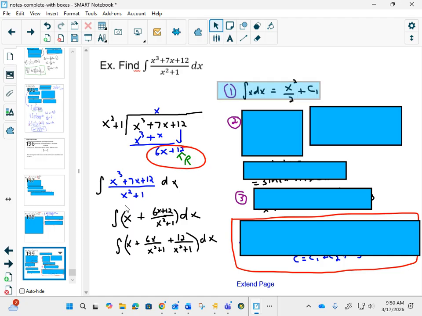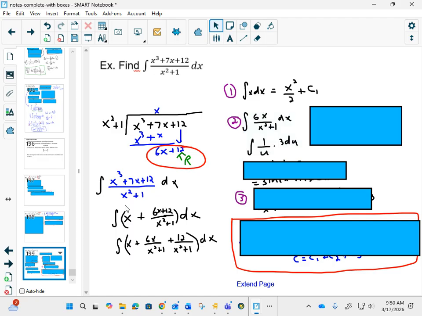So, we've broken it up. This integral is the easiest. It's x squared over 2. The second integral, that would be a substitution one. And because we have a 6x, we'd have to multiply by 3.